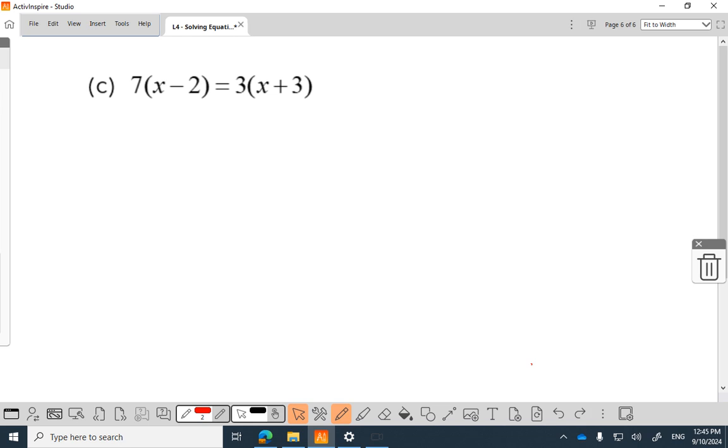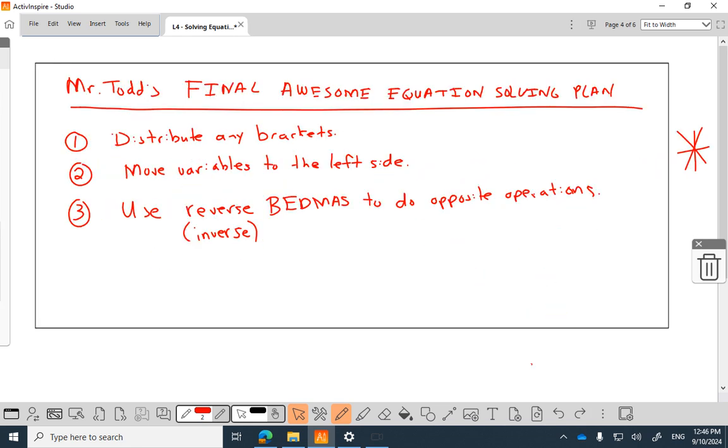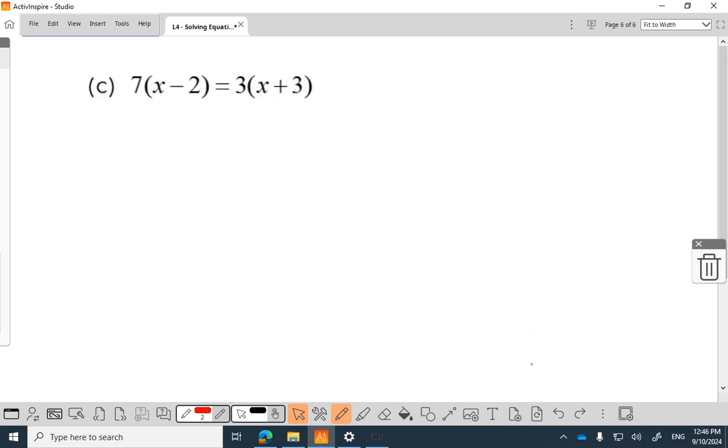Take a look at that chart I built. If you're unsure, when you're doing your homework, just look back at this. First step is distribute any brackets. And what do I have to do? What do I have to draw to distribute brackets? Arrows. So I put the arrows in here. Now check if you knew that and you drew the arrows in.